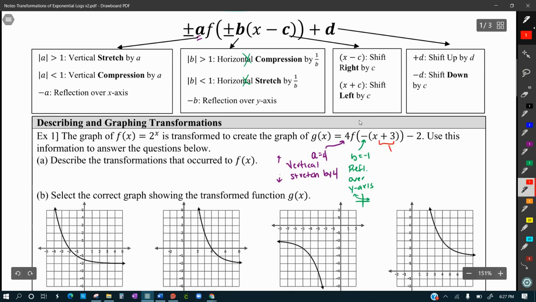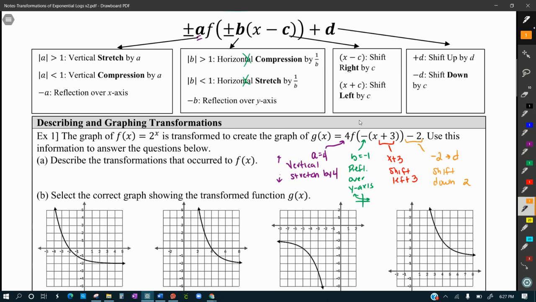This guy here, the x plus 3, that's our c, so that's going to be a shift left 3. And then -2, that is the d parameter. Whoopsie, -2, not minus d. -2. And that means we will be shifting down 2. And that is the verbal description of the transformations that occurred to create f to g.